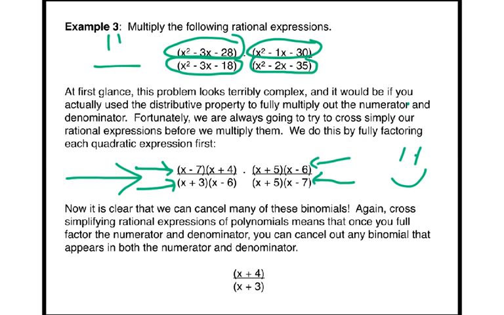The benefit of this is that anything you see on top and bottom, you can cross-simplify. So, for instance, there's an x minus 7 here and over here. We can cancel them. There is an x minus 6 here and here. We can cancel them. And there are two x plus 5s. We can cancel them, leaving behind just x plus 4 over x plus 3. How delightful. Now it is clear that we can cancel many of these binomials. Again, cross-simplifying rational expressions of polynomials means that once you fully factor the numerator and denominator, you can cancel out any binomial that appears in both the numerator and denominator.